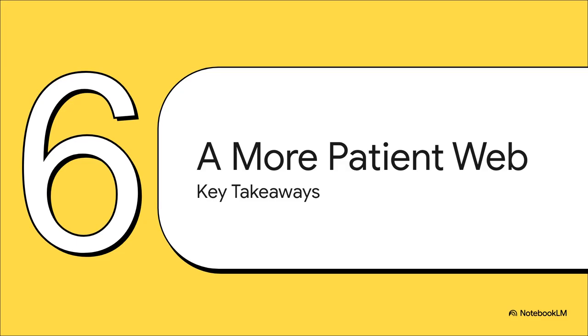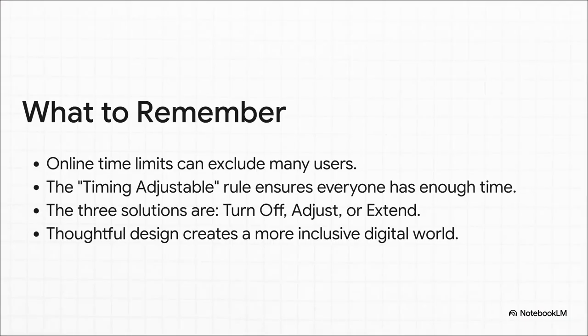Okay, let's bring this all home. After all that, what are the most important things you should take away from this? First, just remember that simple little timers can be massive barriers that exclude a lot of people. Second, the timing adjustable rule is our roadmap to fixing this problem. Third, the solutions are super straightforward. Let users turn it off, adjust it, or extend it.